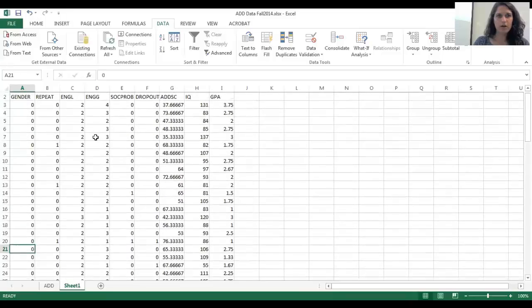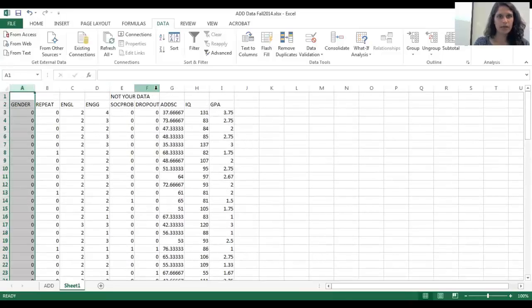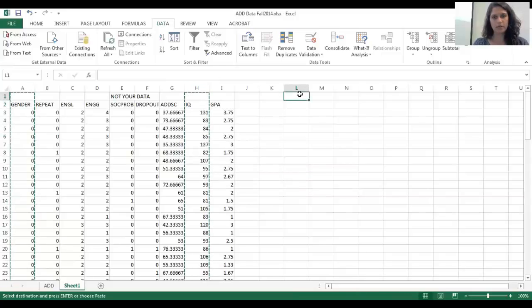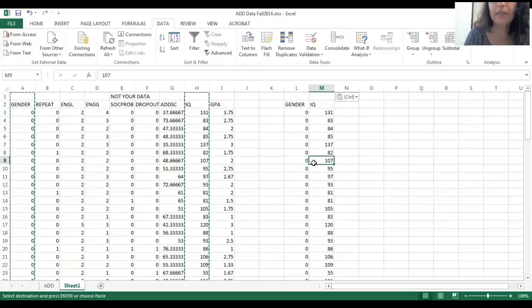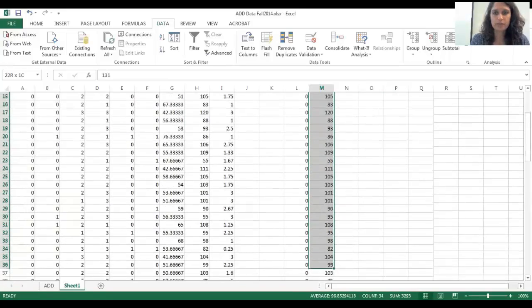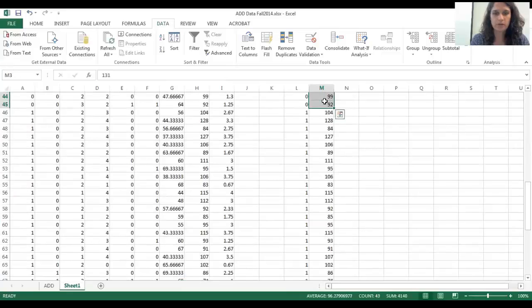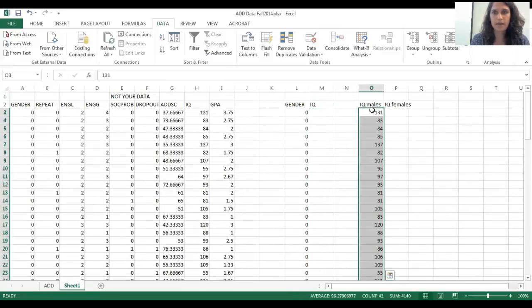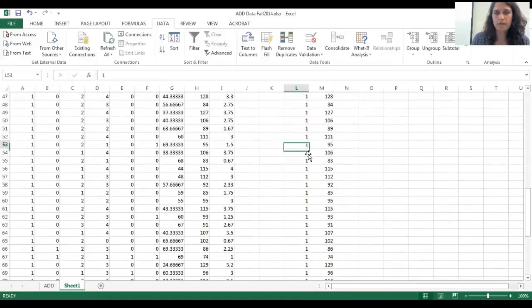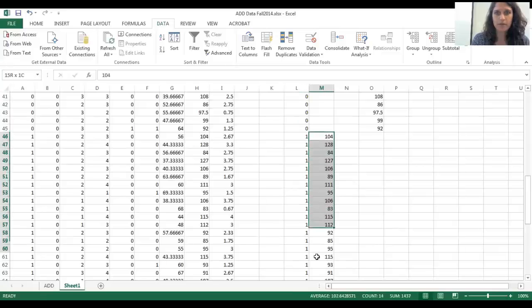Now, I want to know IQ. I'm going to take gender and IQ, copy and paste them over here so I can see them separately. Now I'm going to do IQ for males and IQ for females. As long as gender says 0, those are all the IQs for males. I'm going to cut that and paste it right here. Now I'm going to go down to where it had the 1s, and copy and paste the IQ for females.